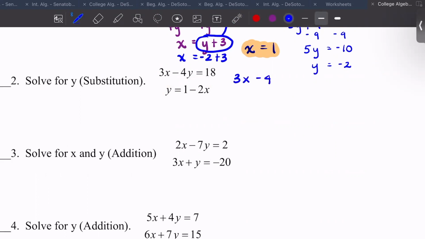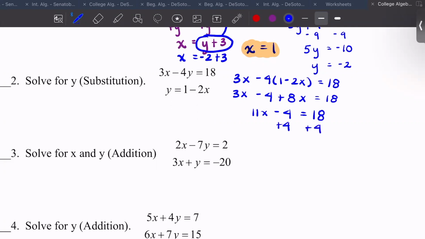3x minus 4 times 1 minus 2x equals 18. Watch your signs right there with that 8x. So I get 11x minus 4 equals 18. So add 4, and you'll get 11x equals 22. Divide by 11 and get x equals 2.